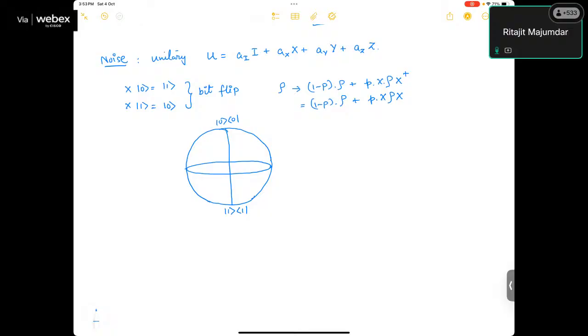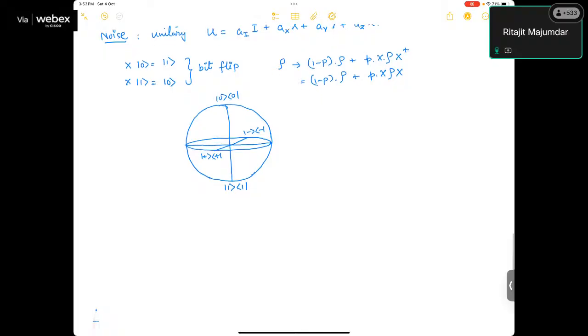The first thing, let's have the y-axis and the x-axis also. The x-axis is something that we are more familiar with, the plus and minus states. What happens if we do a bit flip on the state plus? Nothing happens. Right? We know that plus is 1 over root 2, (0 plus 1).